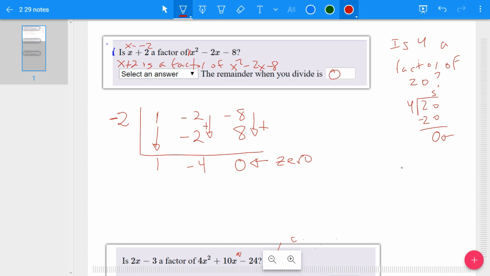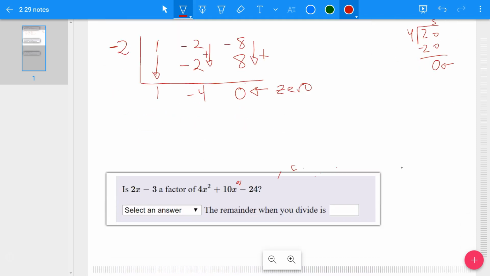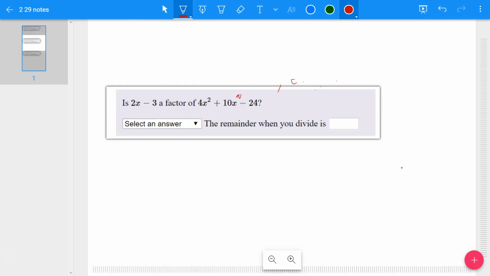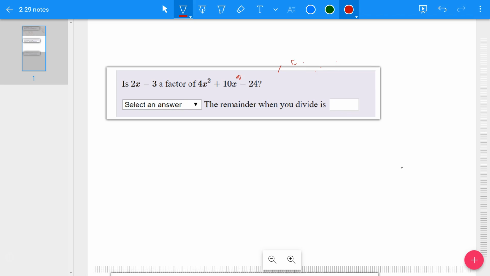Let's do a couple more of these for extra practice. They all follow the same logic though. Let's take a look at the next one here. Again, I'm going to do 4x squared plus 10x minus 24. I'm going to divide by 2x minus 3. In this one, I'm going to use long division of polynomials. So just for example, I'm going to say following 4x squared plus 10x minus 24. And then here, I'm going to put 2x minus 3.